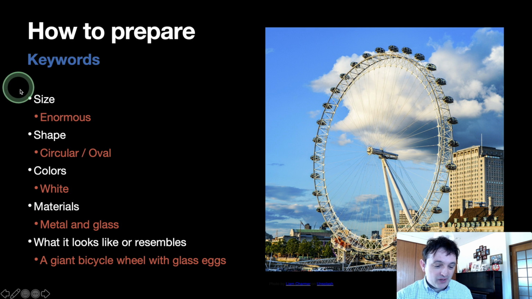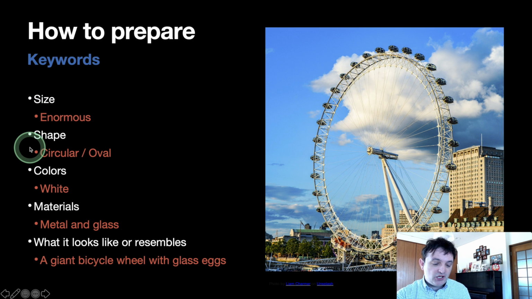Okay, so in our preparation, before you even start writing sentences, get your idea and then think of keywords that describe the structure you're going to talk about. So we had in the textbook things like size, colors, materials, and what it looks like, as well as shape. In my example, size, I've put enormous. It's a really big wheel, so enormous is a good word. It's also an academic word.